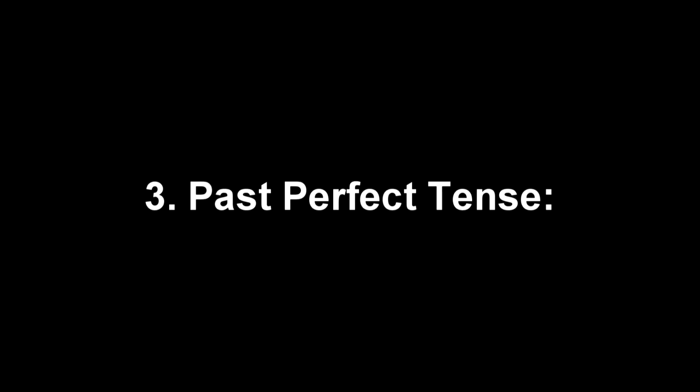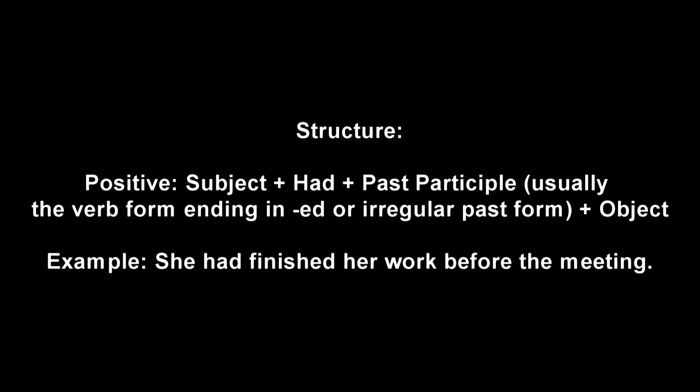3. Past perfect tense. The past perfect tense is used to indicate an action that happened before another action or point in the past. Structure. Positive, subject plus had plus past participle, usually the verb form ending in ed or an irregular past form, plus object. Example, she had finished her work before the meeting.